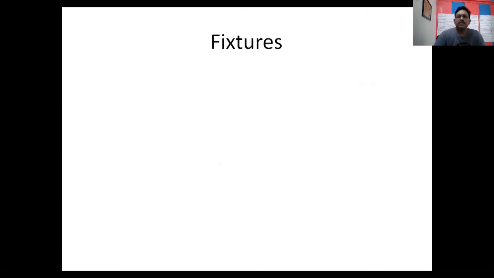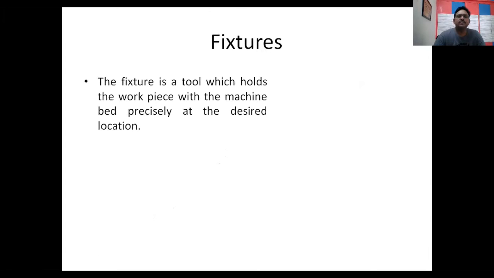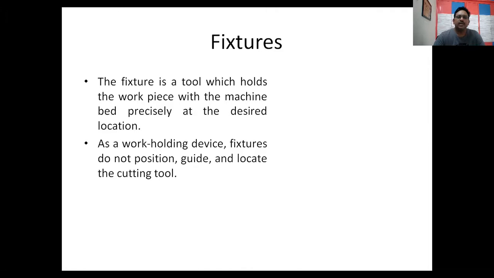So fixtures. What is a fixture? The fixture is a tool which holds the workpiece with the machine bed precisely at a desired location. Okay. As a work holding device, a fixture does not position, guide or locate the cutting tool. So the basic difference between the fixture and a jig is that fixtures will not do anything with the cutting tool. It will only hold the workpiece in a correct position.